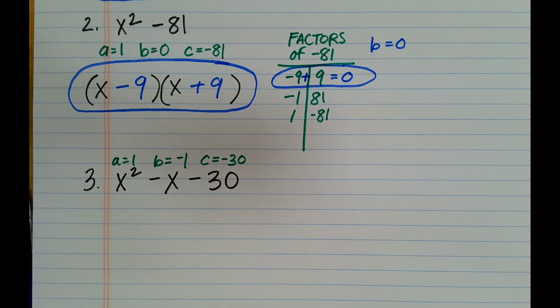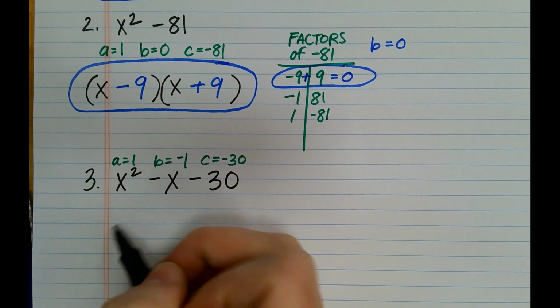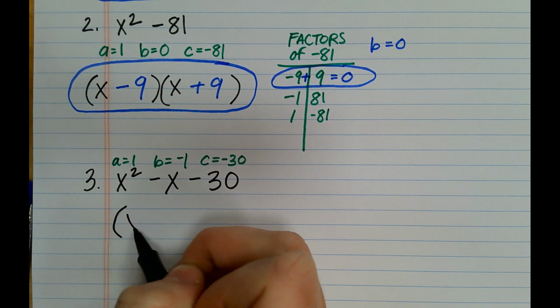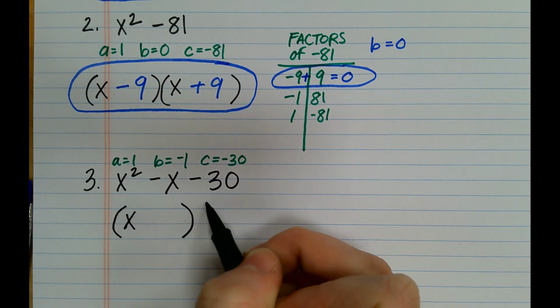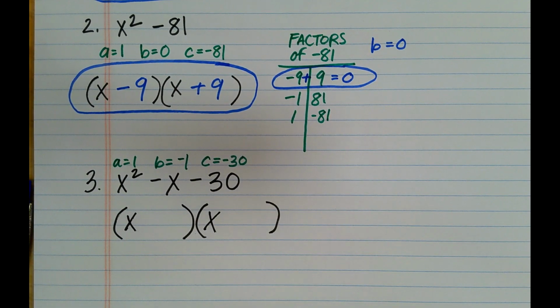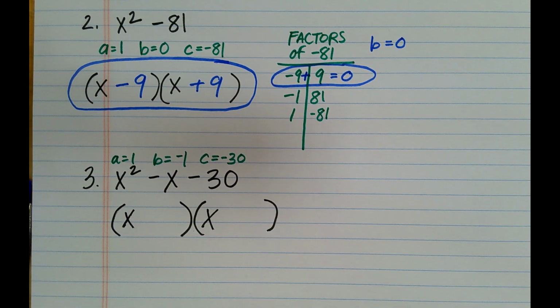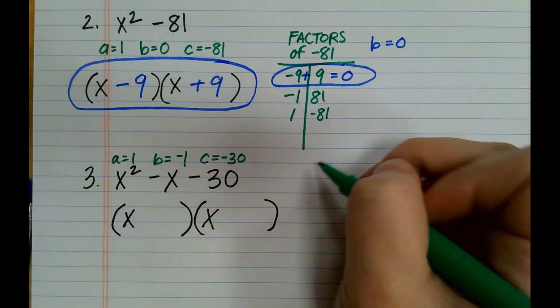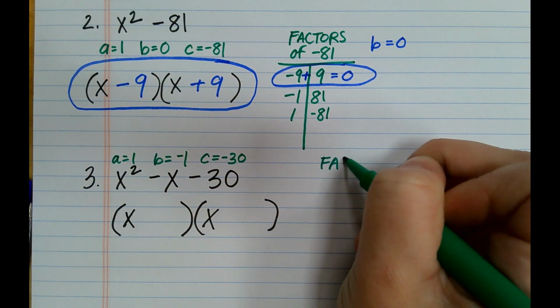Okay, so we know our A, B, and C. Let's go ahead and write our parentheses with our x's, because we know that's what our answer is going to look like. Then we need to find the factors of negative 30 for C. So let's make a list.